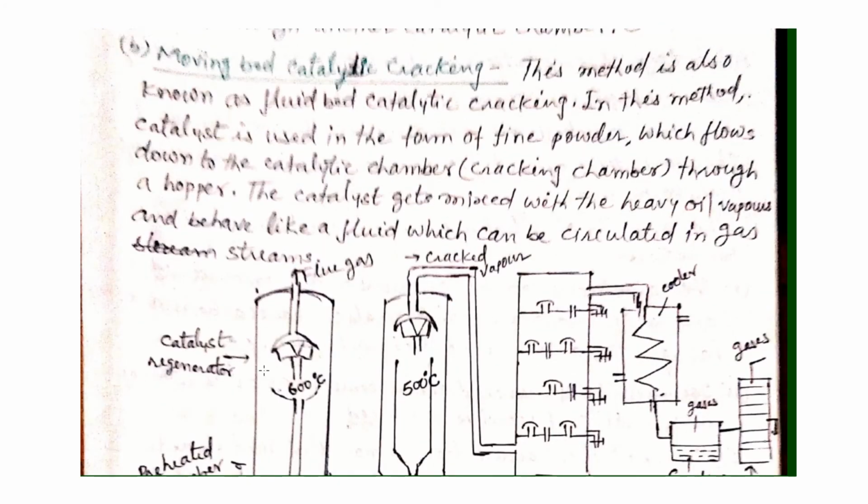So this method is also known as fluid bed catalytic cracking. In this method, catalyst in the form of fine powder flows down to the catalytic chamber or cracking chamber through a hopper. The catalyst gets mixed with the heavy oil vapors and behaves like a fluid which can be circulated in gas streams.